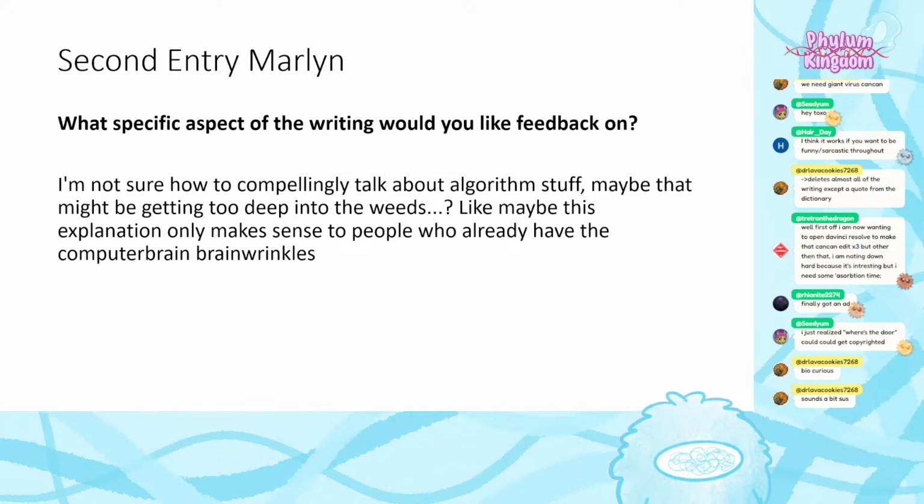So, what aspect of the writing would you like feedback on? And Marlon says, I'm not sure how to compellingly talk about algorithm stuff. Maybe that might be getting too deep into the weeds. Like maybe this explanation only makes sense to people who already have the computer brain wrinkles.